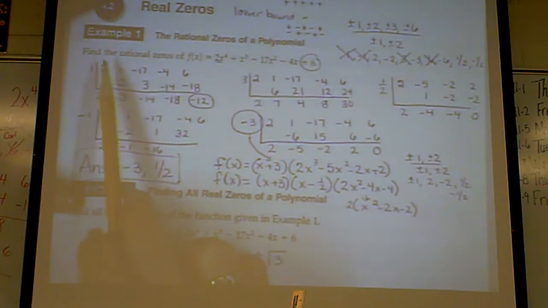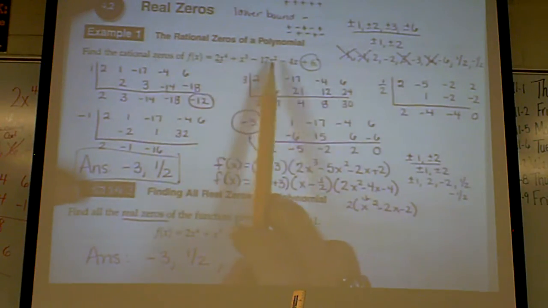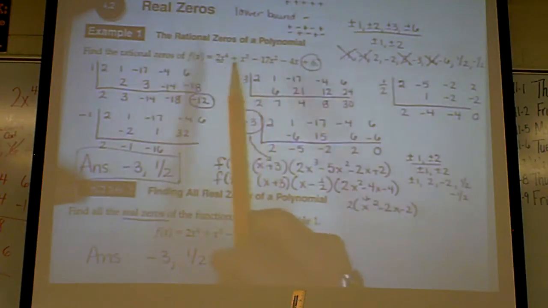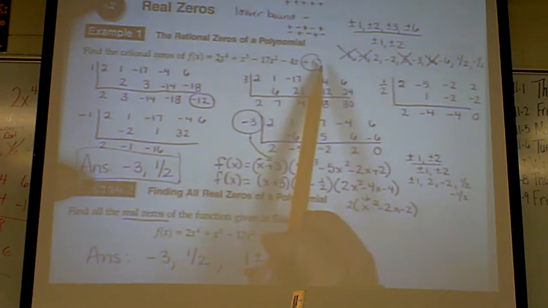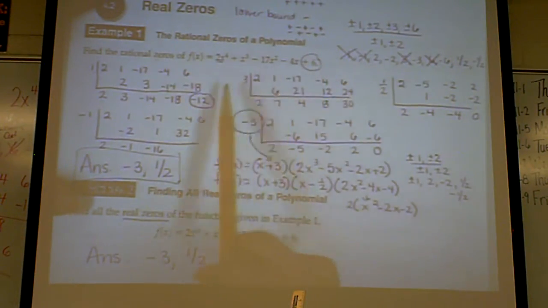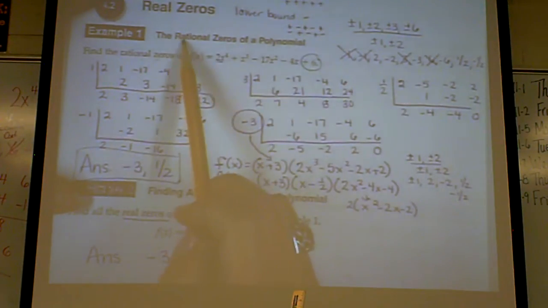Example 1 says, find all rational zeros. Here's your polynomial. How do I know this is a polynomial? All your x's have positive exponents, none are under a radical, none with a negative exponent. So we have a polynomial. This is a function. We are looking for the rational zeros.